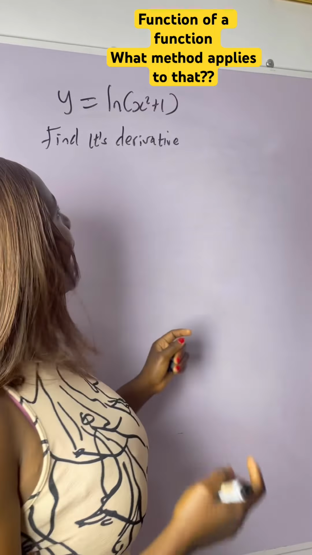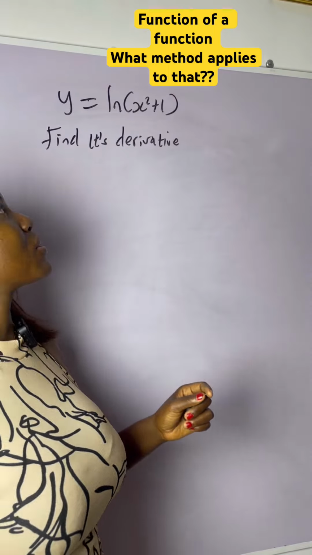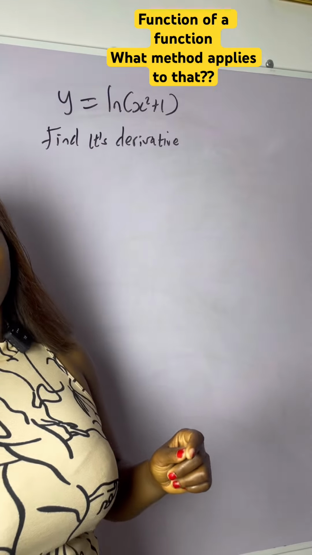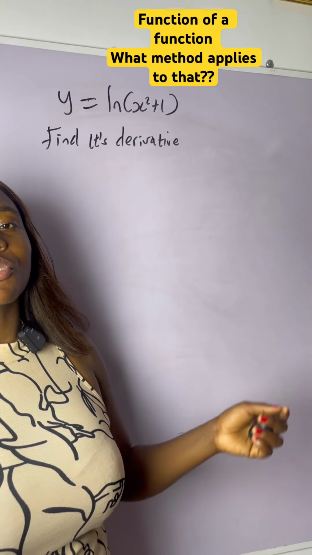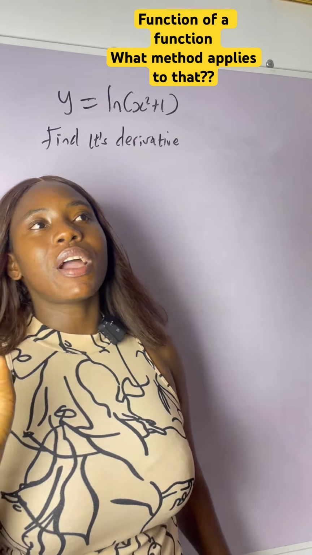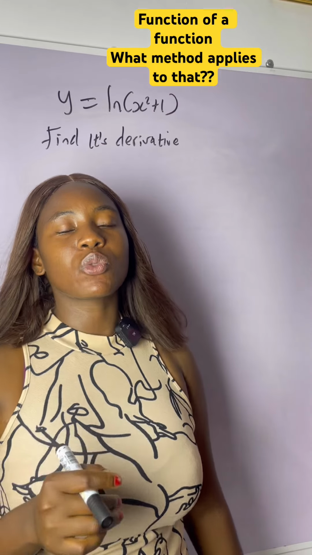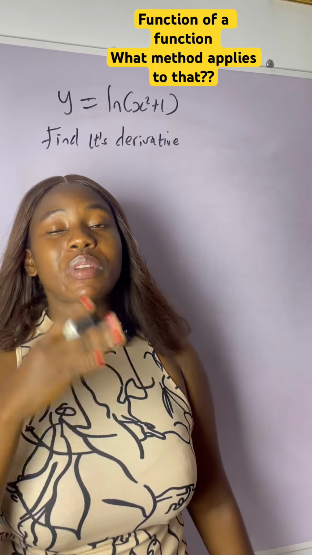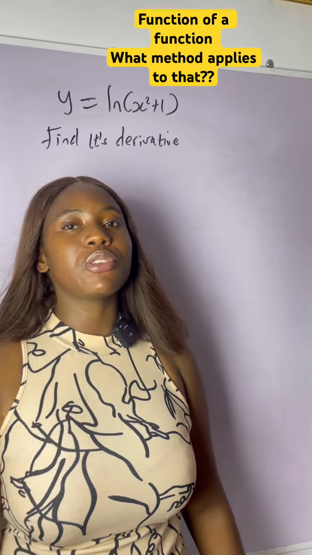They said y is equal to ln of (x squared plus 1). Find its derivative. How do you find the derivative of this function? It's very, very simple. First of all, you have to know the type of method to use, because when you understand the method to use, it's easy for you to solve this.